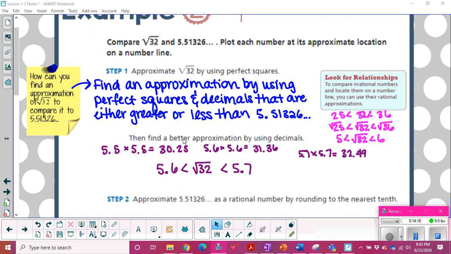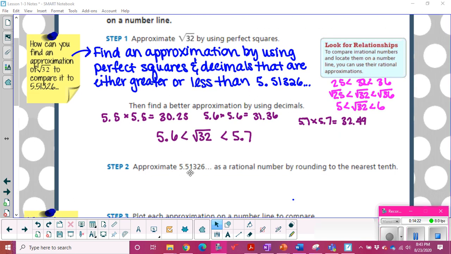Now step 2 is to approximate 5.51326 as a rational number by rounding to the nearest tenth. If we round this to the nearest tenth, the first decimal place, this is going to be approximately 5.5.